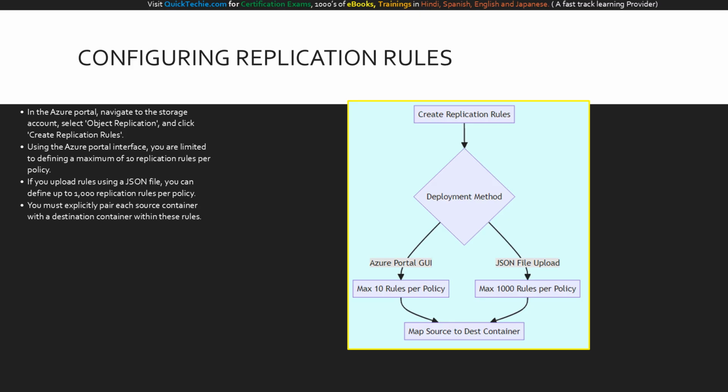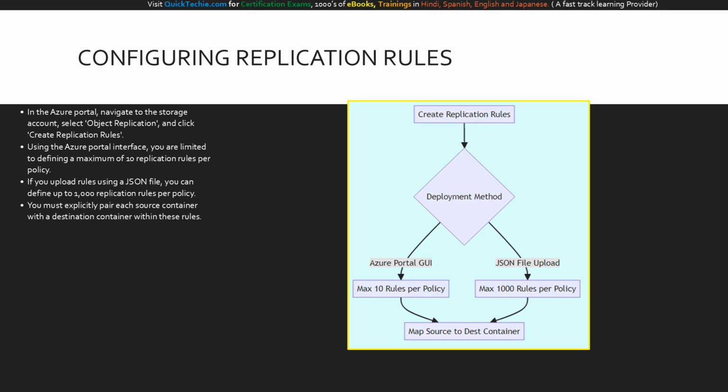This decision tree highlights the critical limits based on your deployment methodology. When creating replication rules, you choose your path. Taking the Azure portal GUI path on the left restricts you to a maximum of 10 rules per policy. Taking the JSON file upload path on the right expands your limit to 1,000 rules per policy. Regardless of the scale you choose, both paths ultimately converge on the same action, mapping a specific source container to a corresponding destination container.